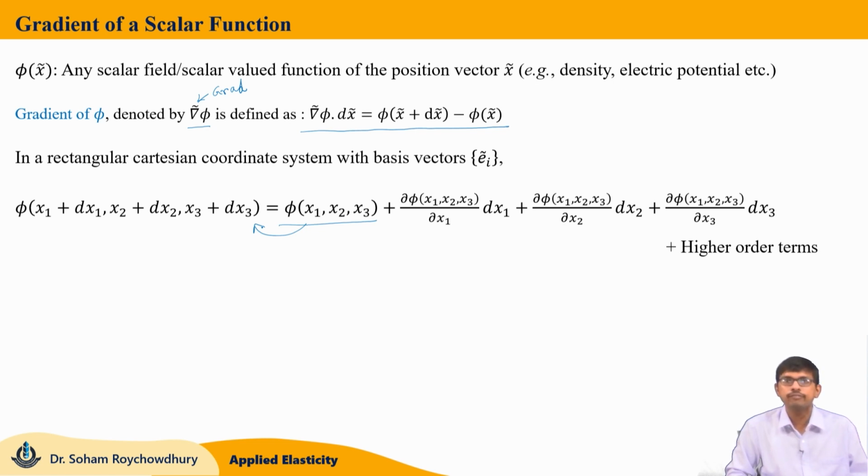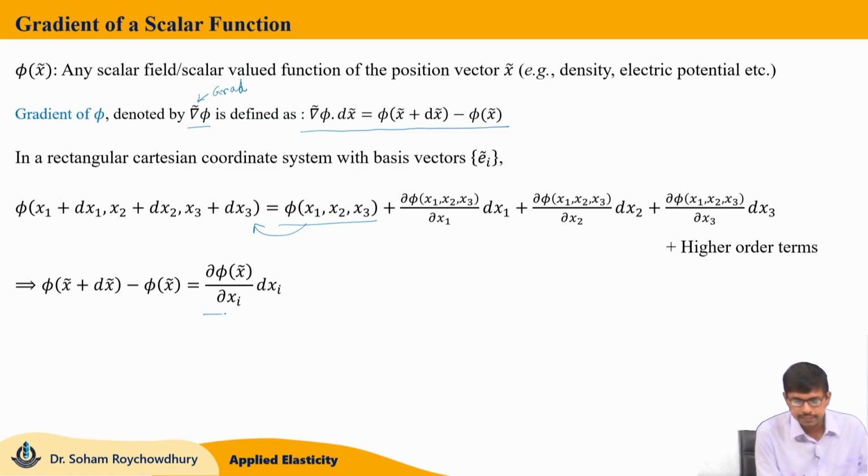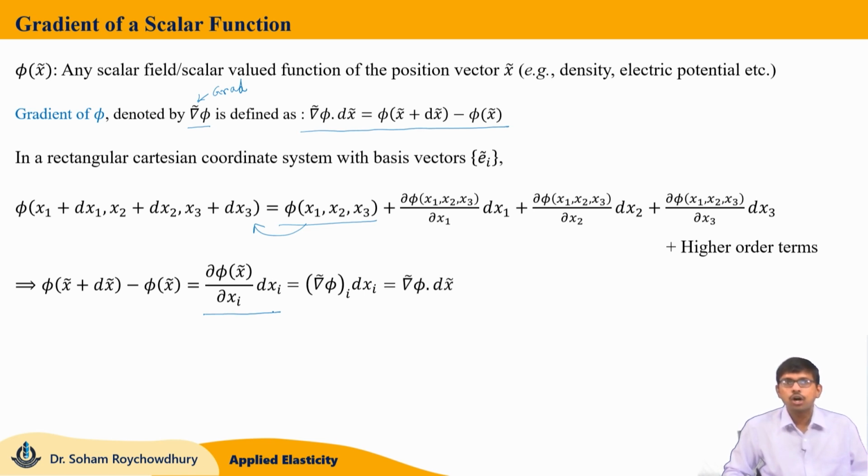phi of x plus dx minus phi of x equals del phi del x1 dx1 plus del phi del x2 dx2 plus del phi del x3 dx3, which using summation convention can be written as del phi del xi into dxi. And by definition of the gradient, this right hand side is equal to grad phi dot dx. So, grad phi vector ith component into dxi, or grad phi vector dot dx vector, is equal to phi of x plus dx minus phi of x.